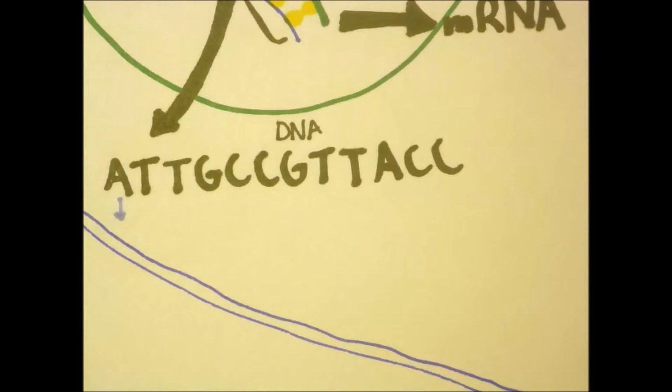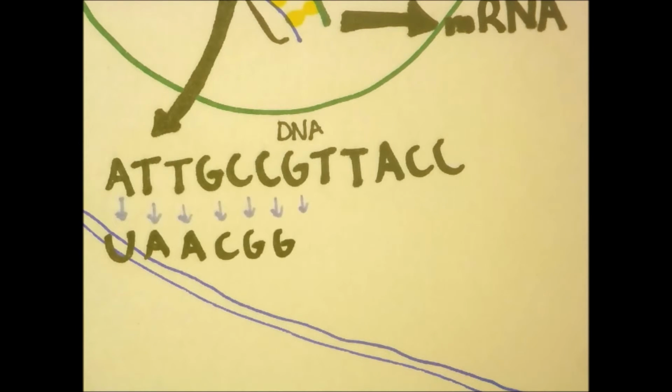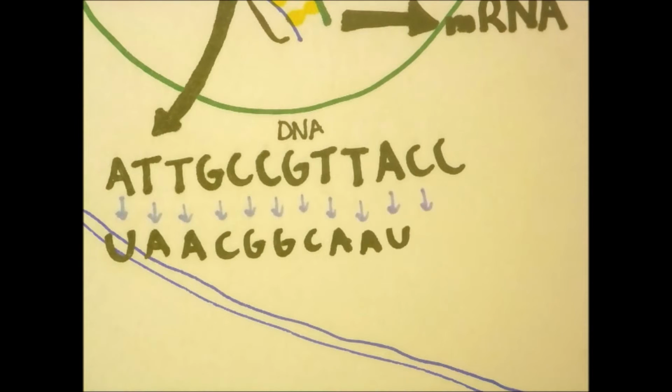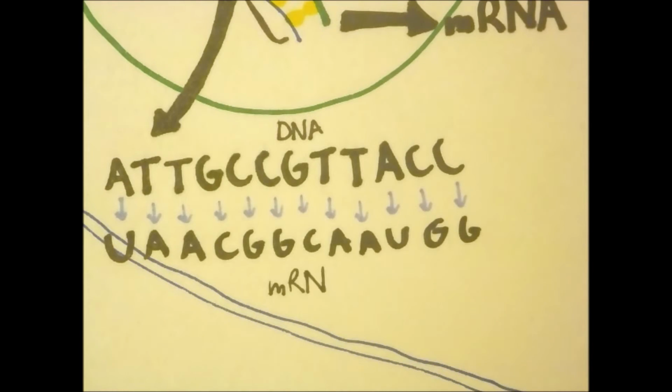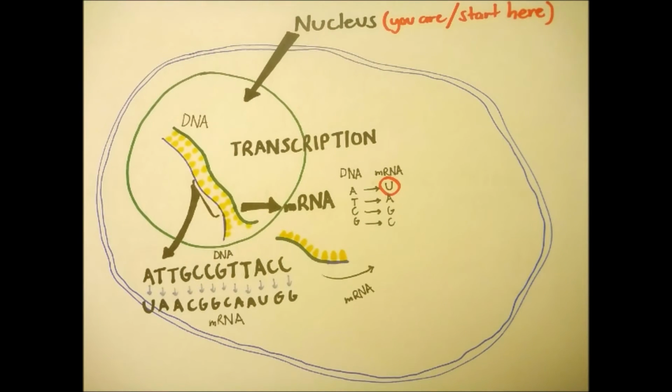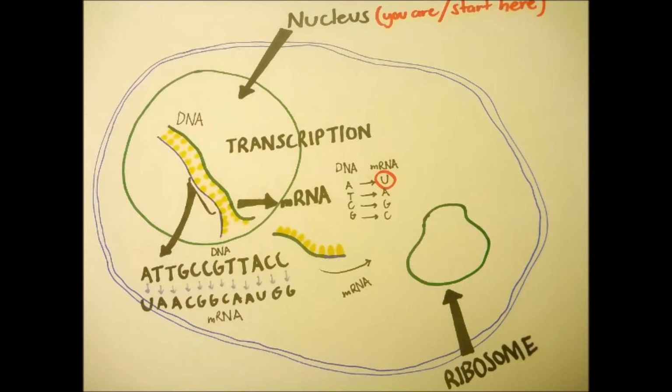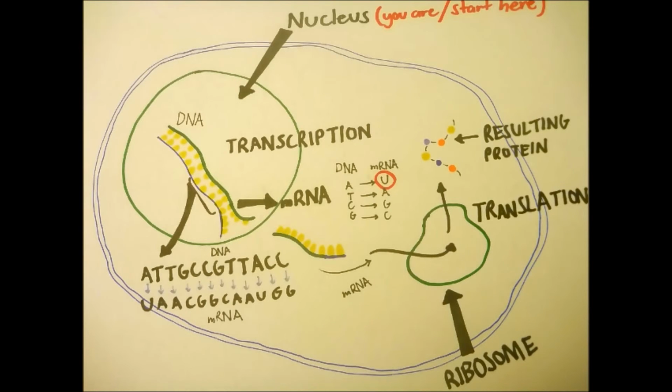With this knowledge, we can now transcribe our DNA sequence into mRNA. ATTGCCGTTACC would turn out to be UAACGGAAUGG. The mRNA sequence leaves the nucleus and is sent to the ribosome. The ribosome then reads the message and produces a protein matching the specifications laid out in the gene.